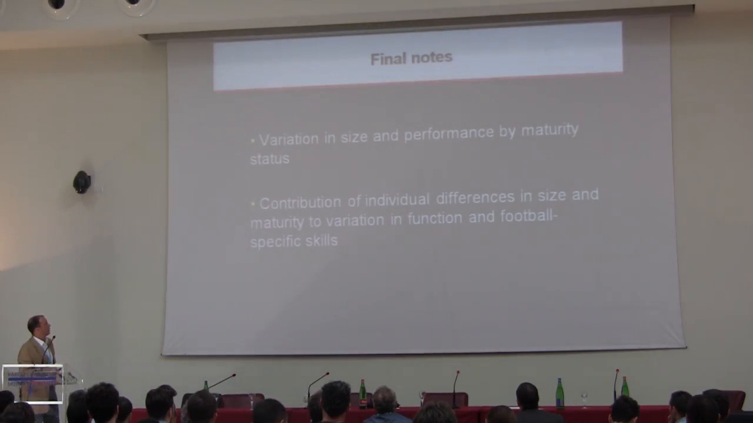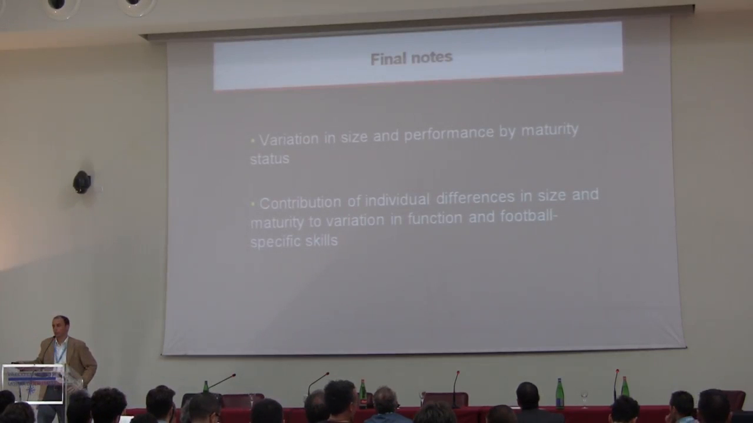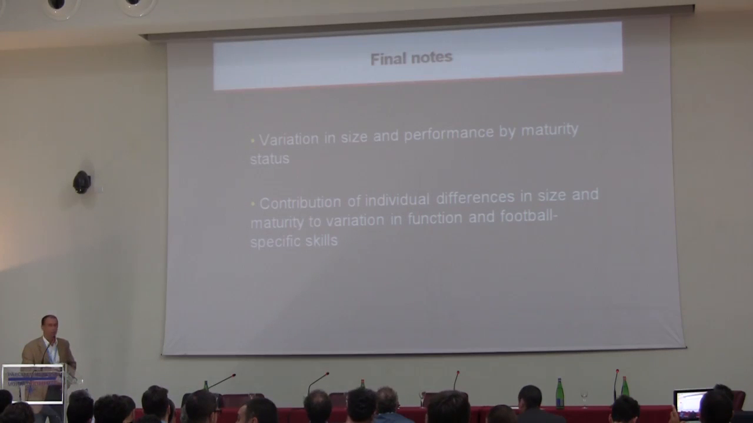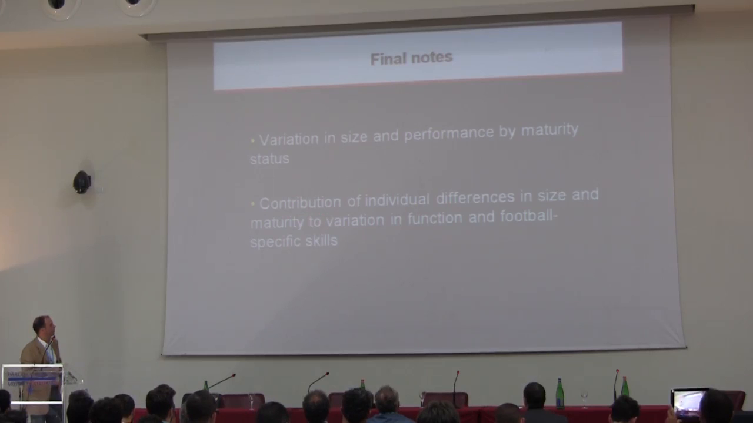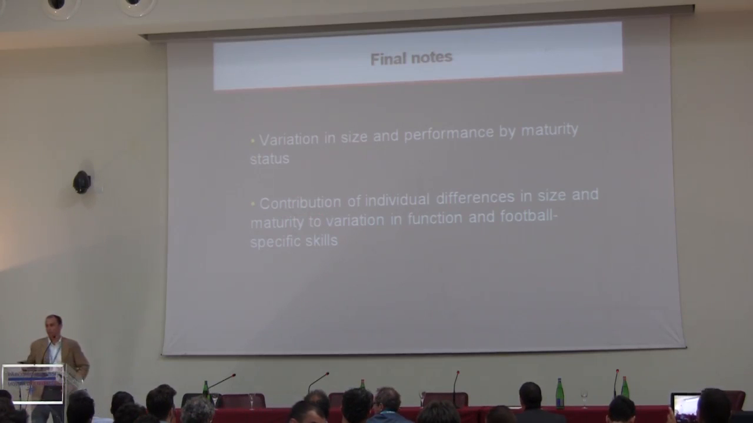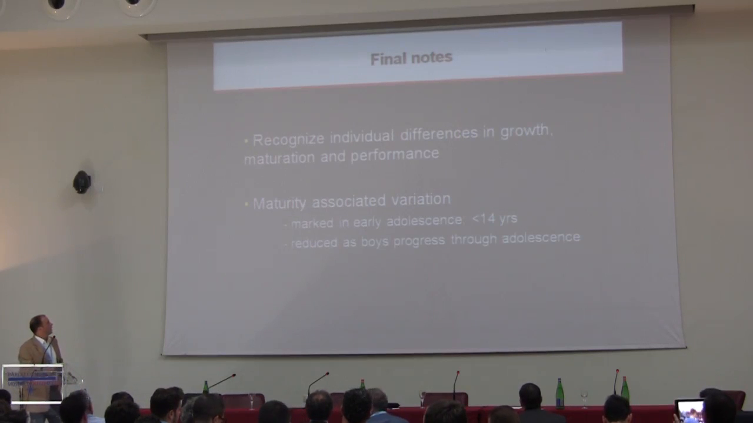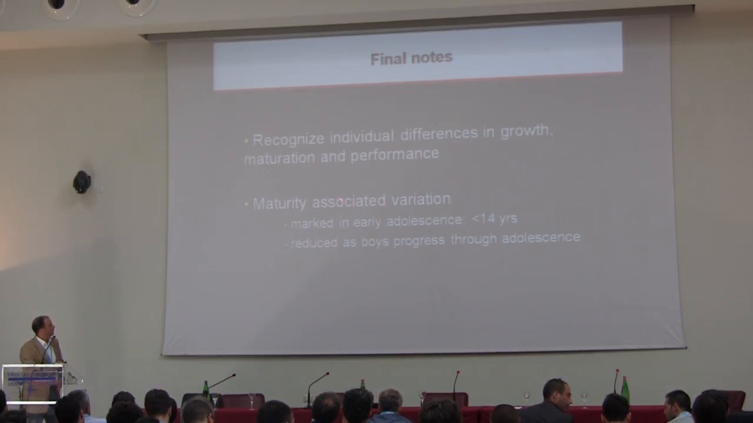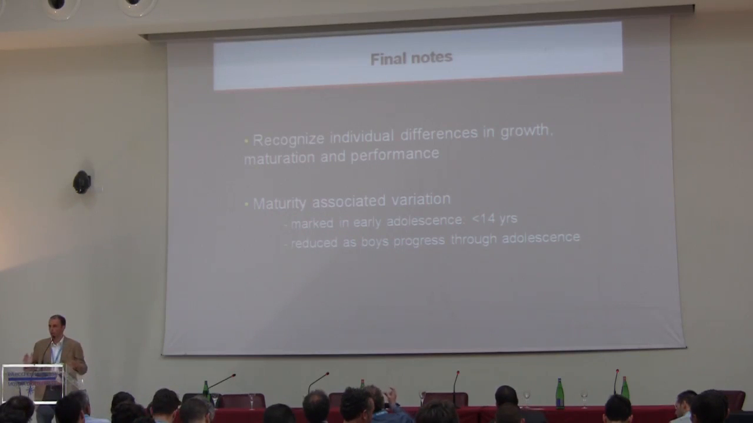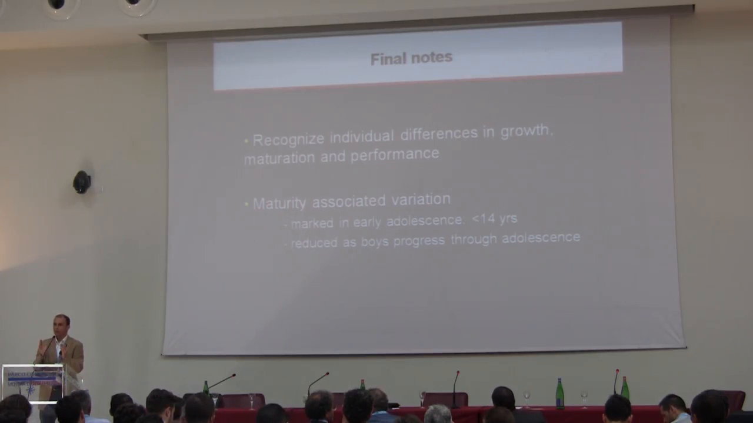Some final notes. Variation in size and performance by maturity status is clearly present. It's very easy to notice. There is a contribution of the individual differences in size and maturity to variation in function and football-specific skills, as I told you. It's very important to recognize individual differences in growth, maturation, and performance. That maturity-associated variation is marked in early adolescence, less than 14 years old, reduced as boys progress through adolescence. This means that the 13, 14 years old age group is clearly the most complex one. I would not say difficult, but the most complex one to work with, and that's something that we need to follow and keep in mind.